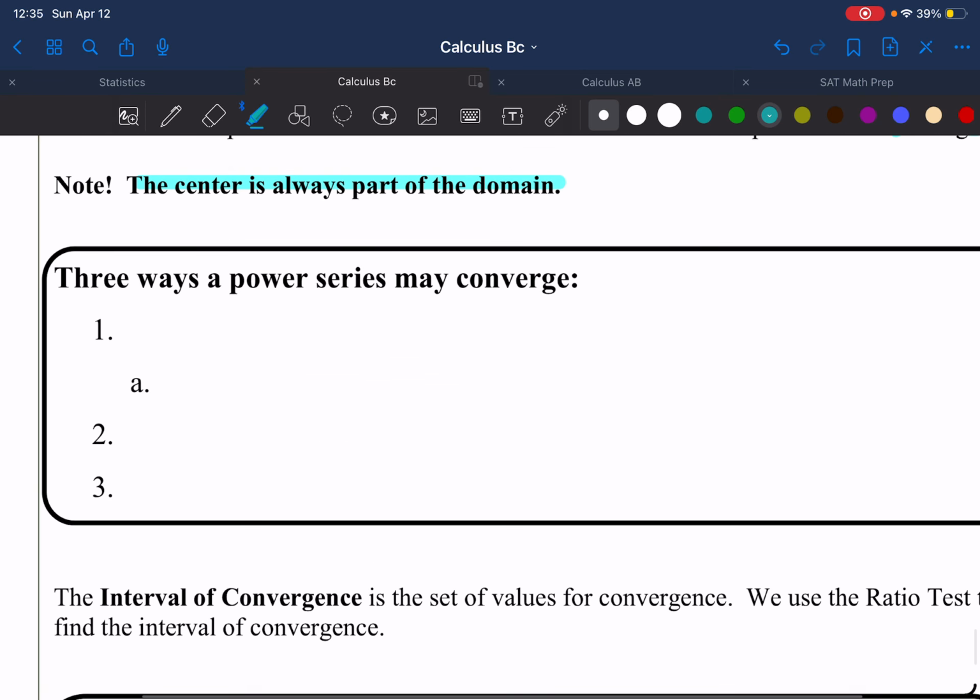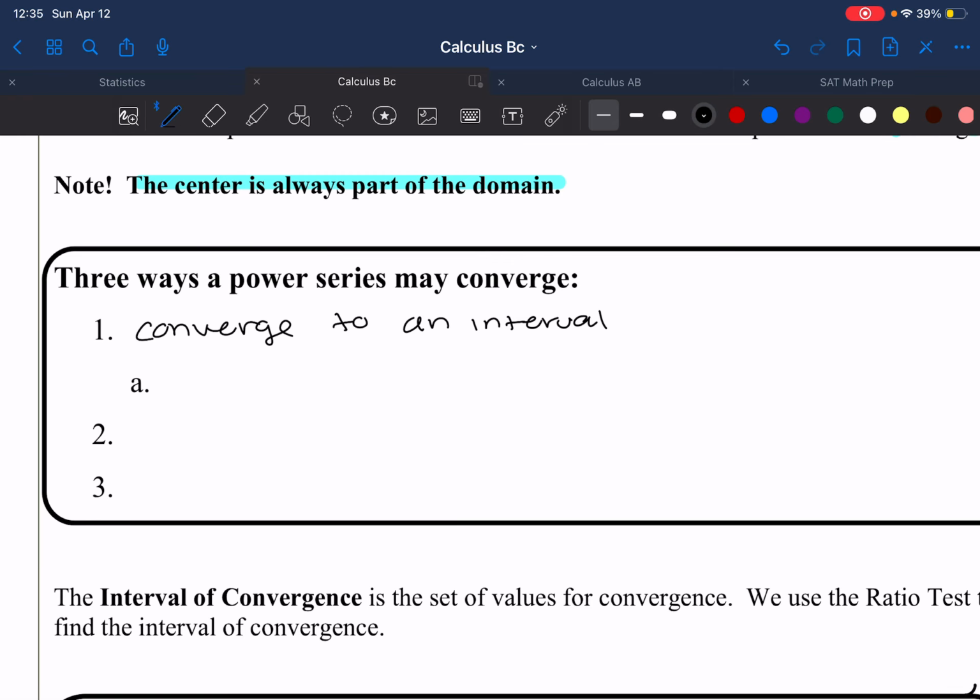So there are three ways a power series may converge. The first way is that it can converge to an interval. For example, let's say we have an interval from A to B where the center we label as C. Okay, that means it can have convergence anywhere on this interval. It could include the bounds A and B. It could not include the bounds A or B, but it will always include C, the center. Okay, makes sense because the center is in the middle of the interval.